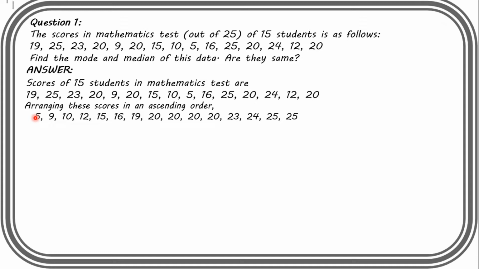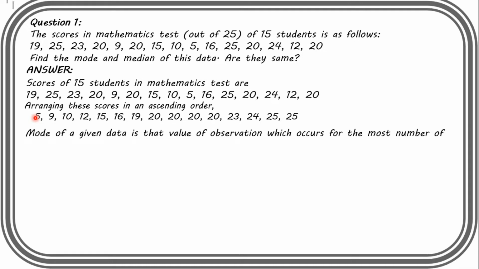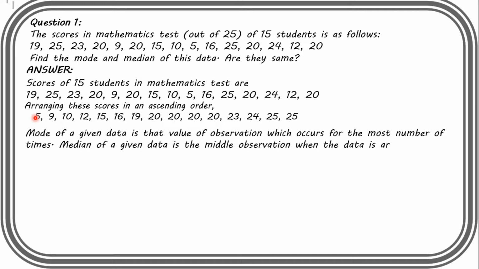Now after that, what we need to do? First we need to calculate the mode. So we know what the mode is. I already told you the definition of mode. Who comes the most number of times. Mode of a given data is that value of observation which occurs the most number of times, and the median of a given data is the middle observation when the data is arranged in ascending or descending order.